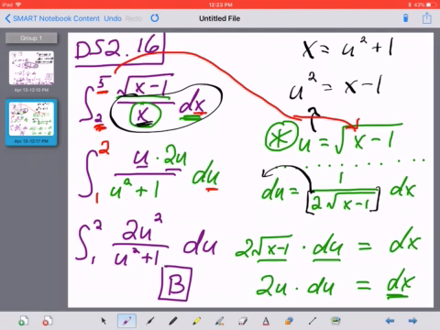Little sneaky on their part. A was almost the exact, actually it was the exact same integrand, but on A they didn't change the limits of integration from 5 to 2. So A had a 2 here and a 5 here, so you've got to be careful about that one. Okay, so the correct answer here for number 16 was B.